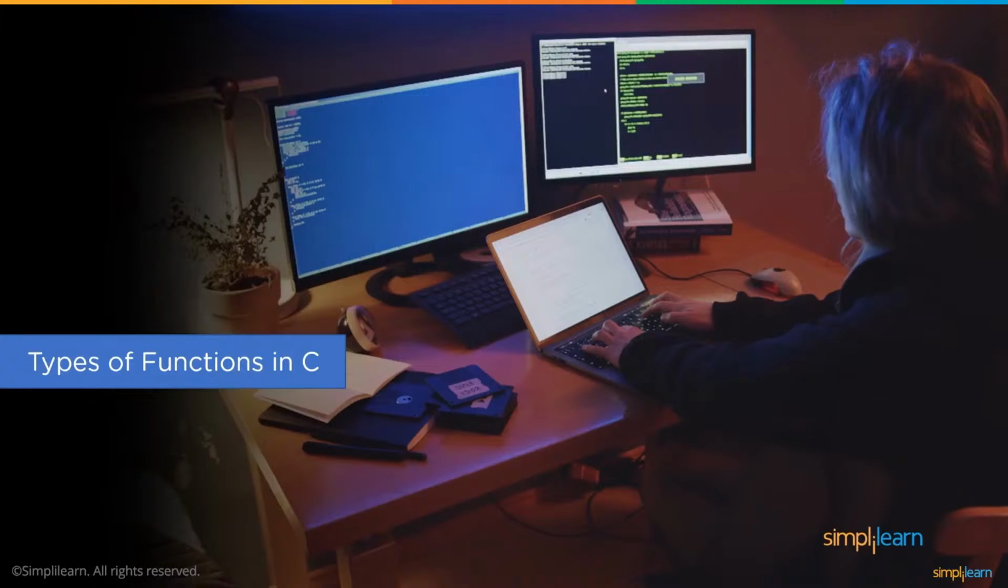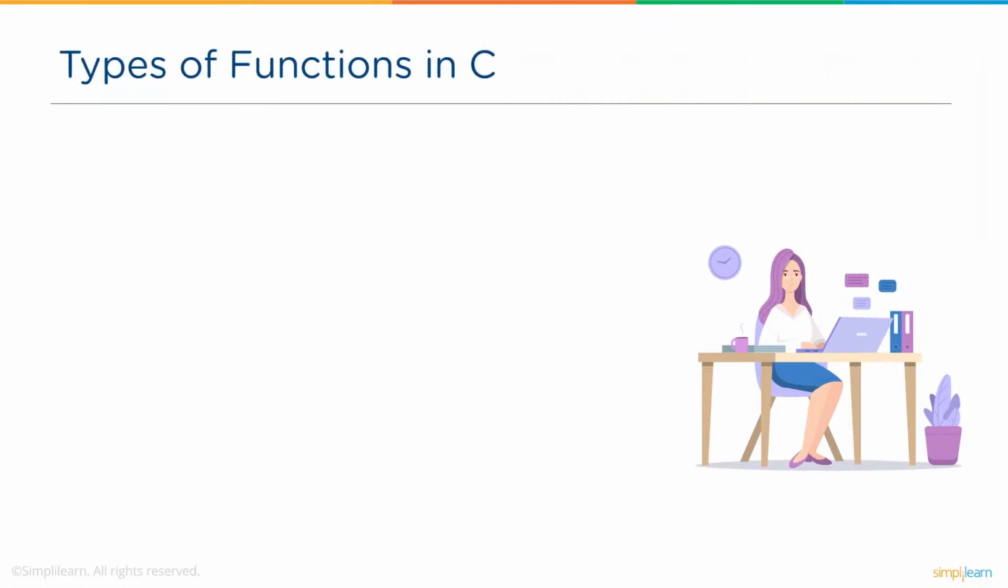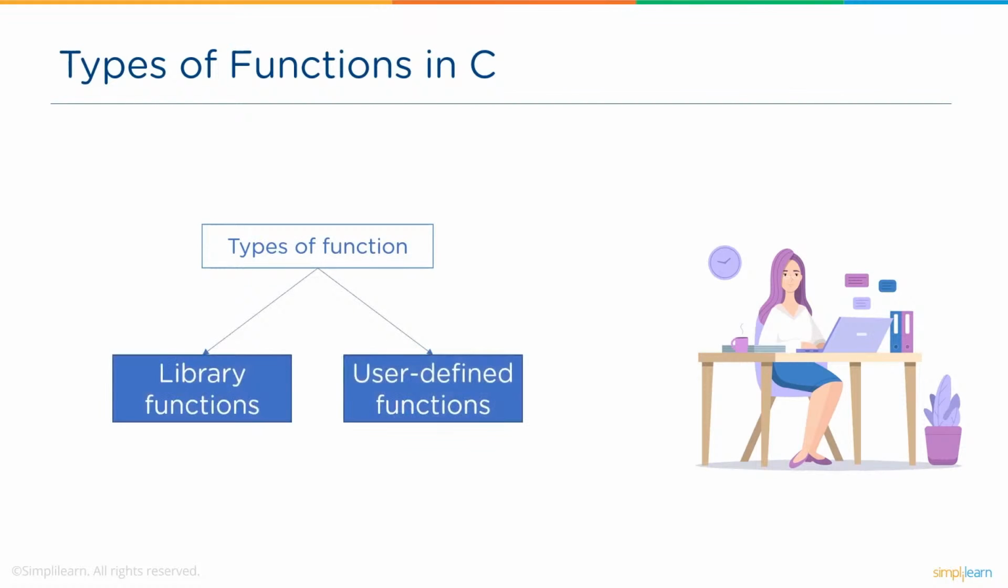Now that we know function definition and declaration in C language, let's move ahead and understand the types of functions in C. C has two types of functions, and they are library functions and user-defined functions. Library functions are built-in functions, or we can also say predefined functions in the header file. For example, functions like square root, string length, printf, scanf, etc. are predefined functions in C.